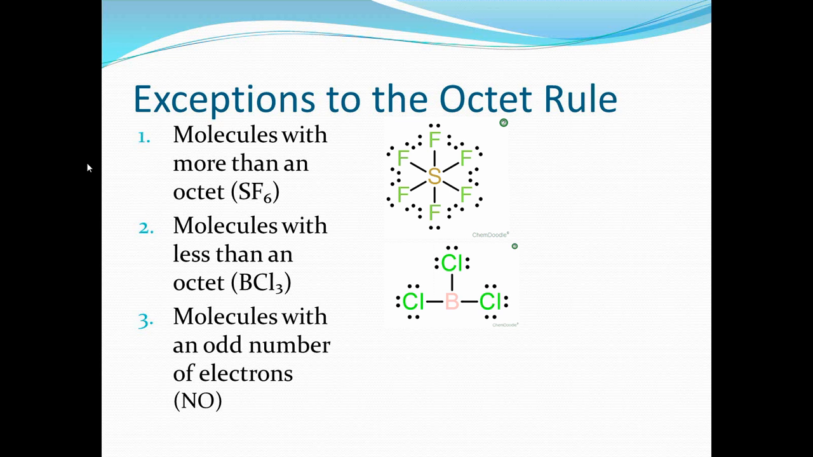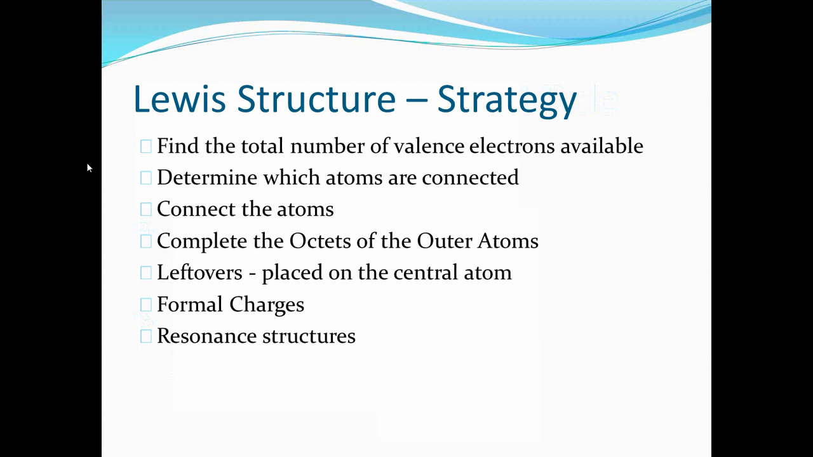Next, we have molecules with less than an octet. Our example here is boron trichloride, in which boron only has 6 electrons. Finally, we have molecules with an odd number of electrons. Our example here is nitric oxide, or nitrogen monoxide, in which oxygen has an octet, but nitrogen only has 5 electrons. And don't forget, the lone electron is called a free radical.